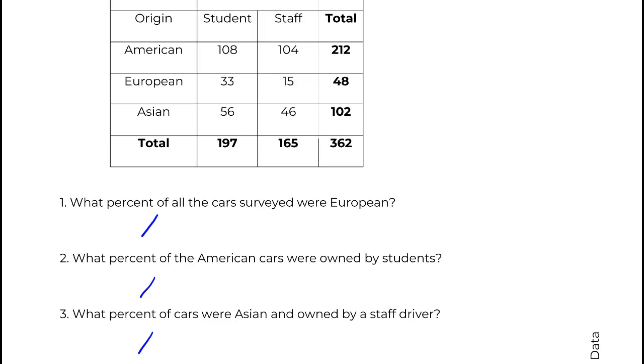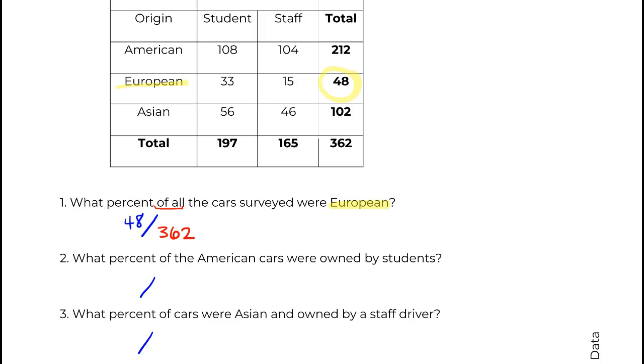What percent of all cars surveyed were European? Here, the only thing we mentioned is that the cars are European. We have nothing about the type of driver, whether they're student or staff. And we have a nice thing telling us that we're looking for the percent of all the cars. So all cars is our total, right? Our whole, and that's 362. And then the European cars, they're in this row. As we just built that other table, we realized we don't care about the 33 for student and the 15 for staff. We want all European cars, that 48. All right, I'm just going to go down the row and then I'll put in the percents.